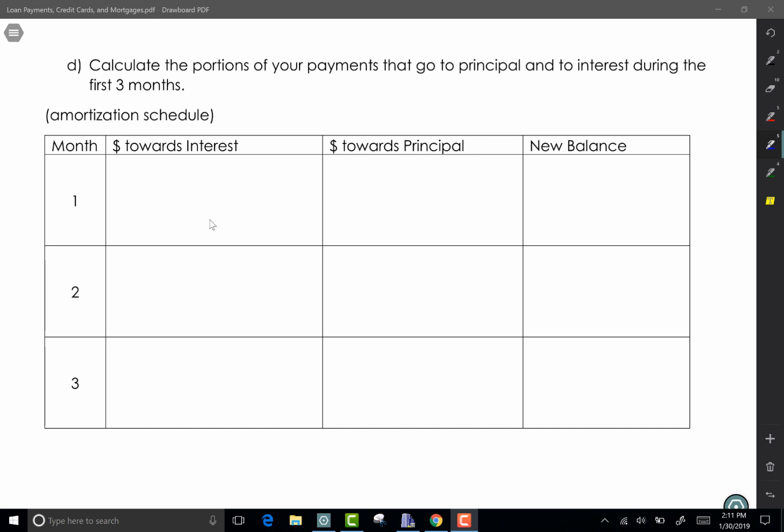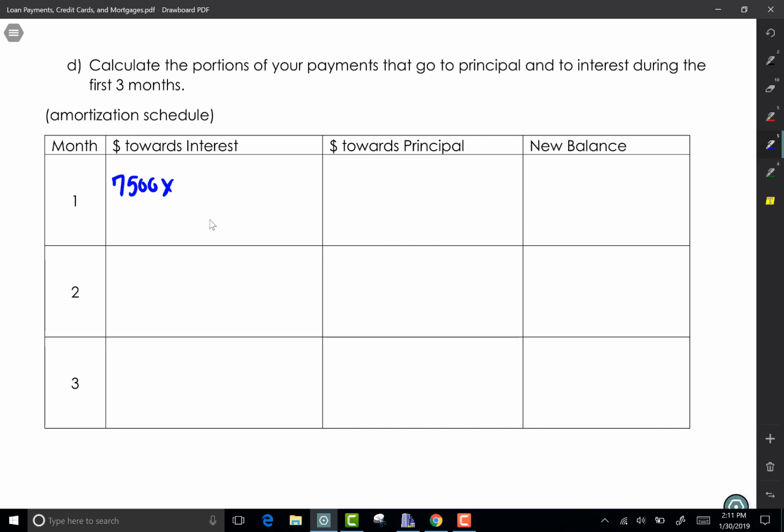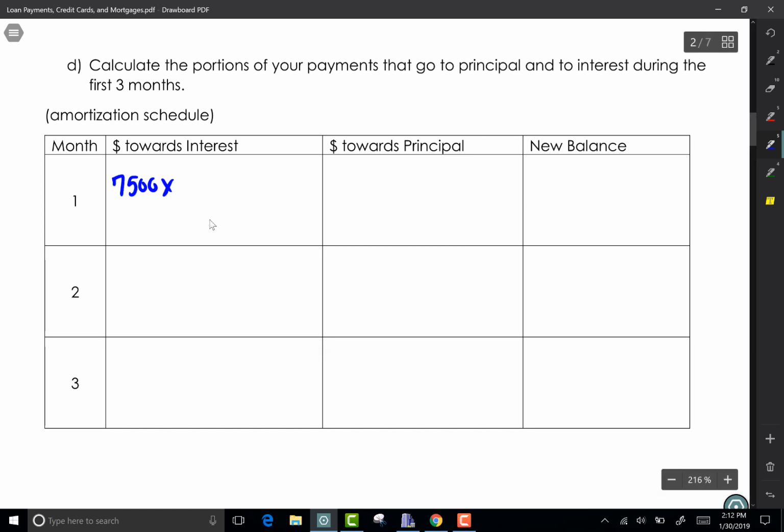Okay, so for the first month that we start making payments, we have our total balance to start with. So we have $7,500. And when we find out the interest for each month, we're going to use the simple interest formula on whatever the balance is. Okay, so I need to take the principal, which is the $7,500. Let me make a note of this up here. Times the rate times the time in years. So since the rate for this is 9%, I'm going to multiply by 0.09.